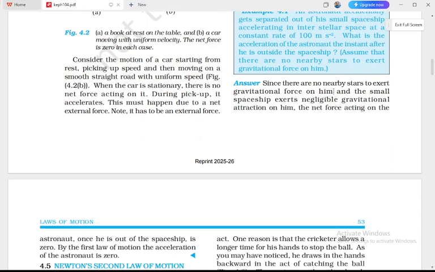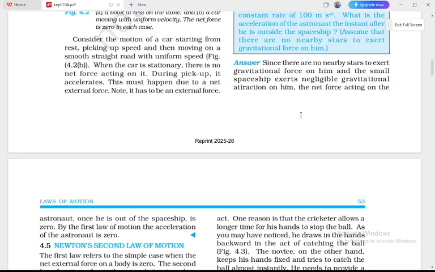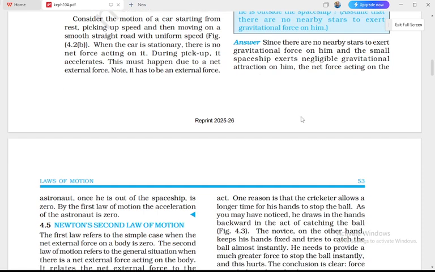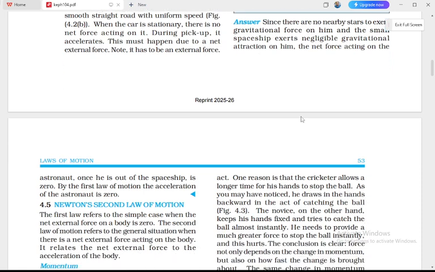Since there are no nearby stars to exert gravitational force on him, and the small spaceship exerts negligible gravitational attraction, the net force acting on the astronaut once he is out of the spaceship is zero. By the first law of motion, the acceleration of the astronaut is also zero.